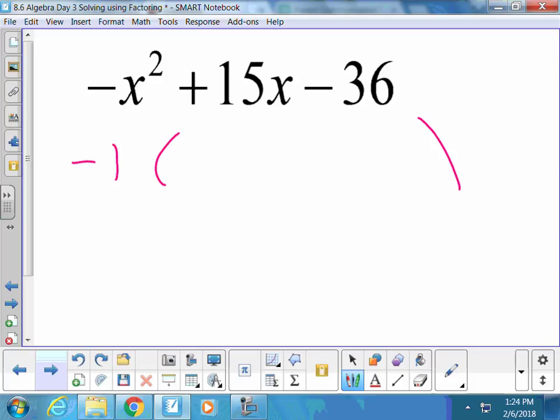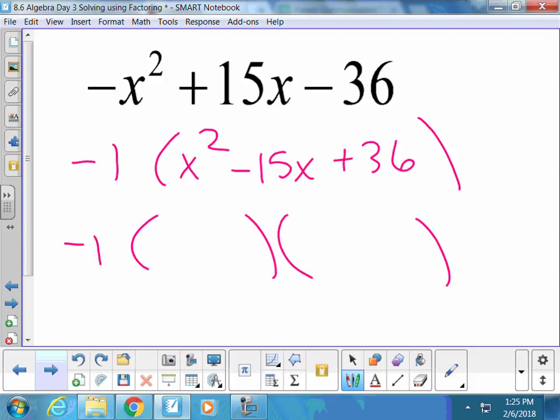So if I divide the first term by -1, I'm left with a positive. If I divide the 15x by a -1, I'm left with a negative. And if I divide a -36 by a -1, I'm left with a positive. It just changes all the signs, but it makes that x squared a positive, which is what we're so used to working with.